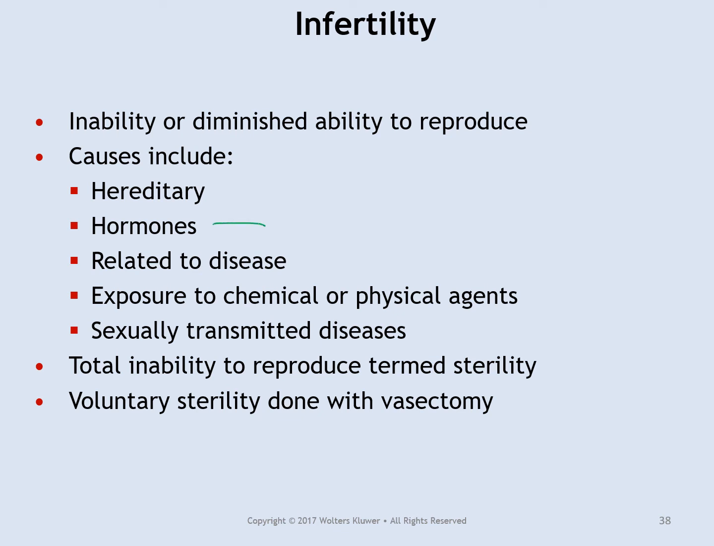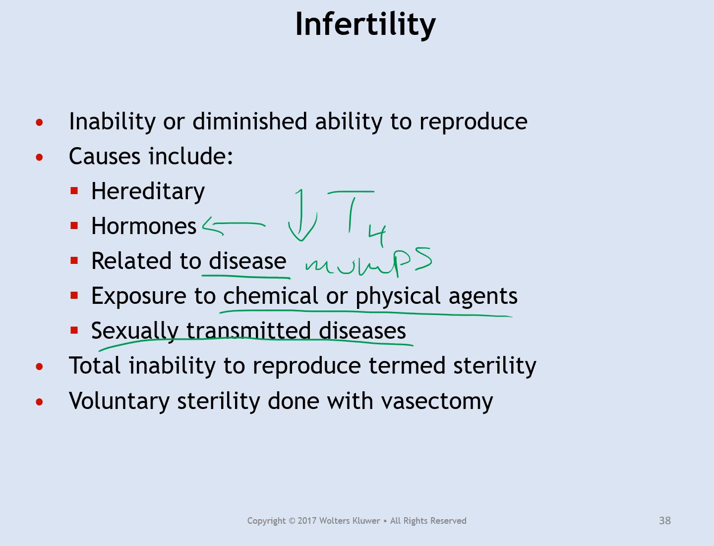It can be issues with hormones. Low testosterone is a big one. You need very high levels of testosterone in the testes to make and sustain sperm levels. Disease, we talked about mumps. If that mumps infection got into the testes, that can damage them and render them incapable of making sperm cells. There are certain chemicals that will damage the testes as well. And again, STDs that damage the testes or the epididymis will lead to infertility.